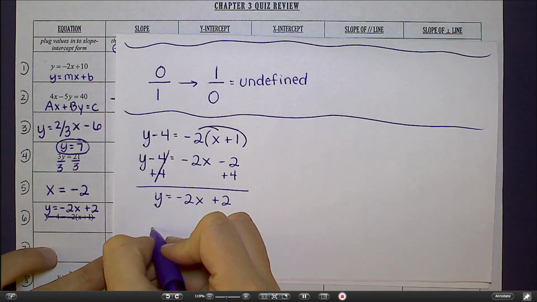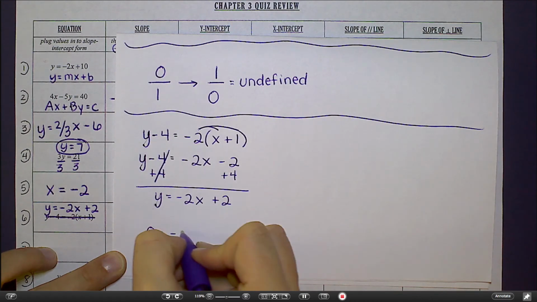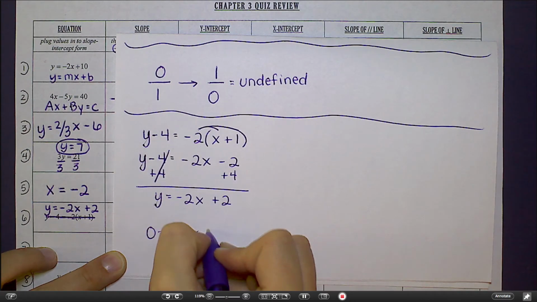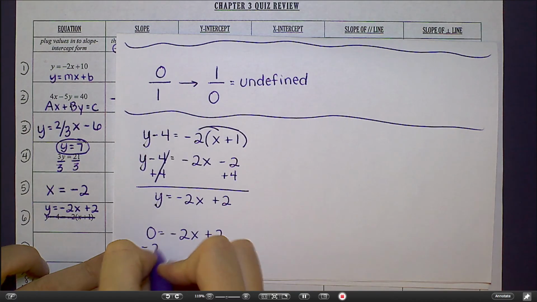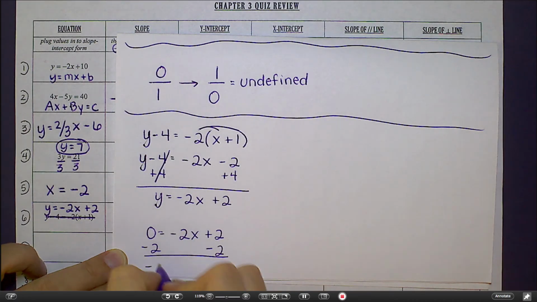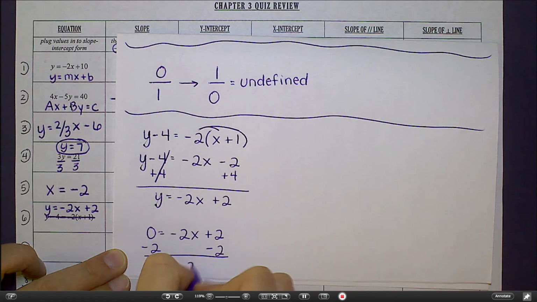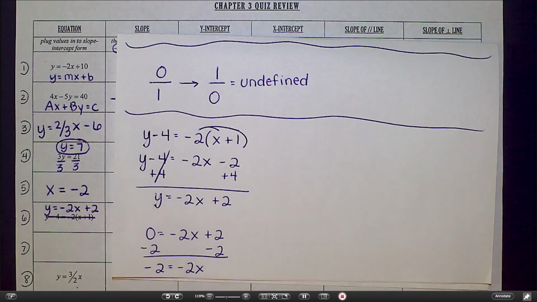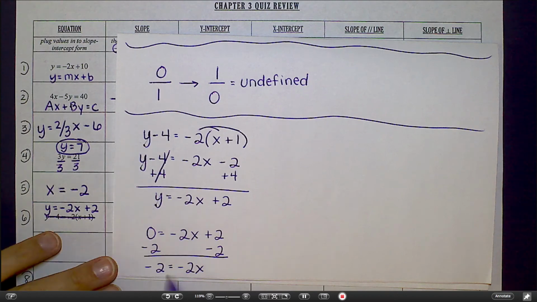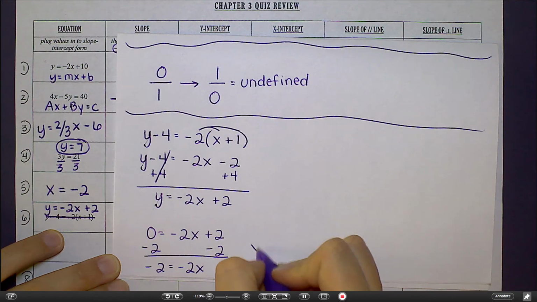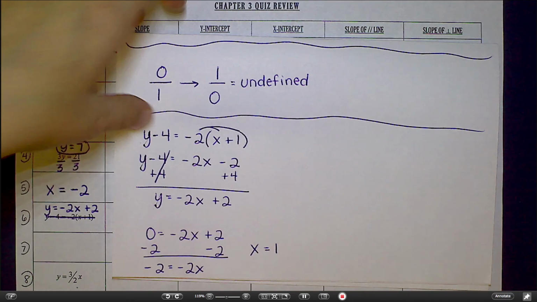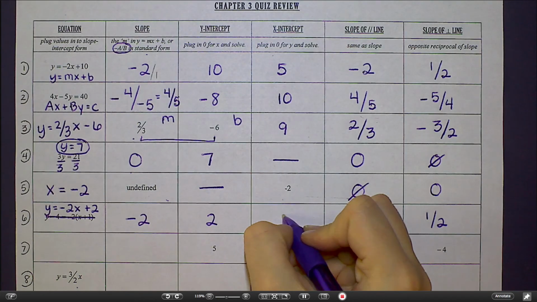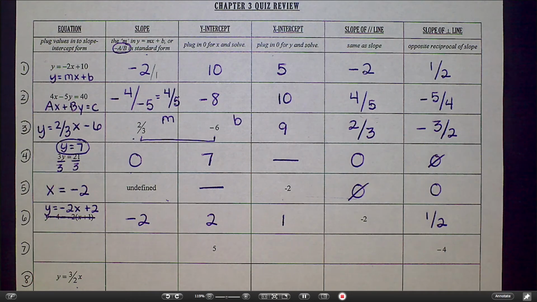right into this equation. I'm going to say 0 equals negative 2x plus 2. I'm plugging 0 in for y, and now I'm solving. So negative 2 equals negative 2x. I've run out of room at the bottom of my paper, but we should be able to divide both sides by negative 2 and get that x is equal to positive 1. So if x is equal to positive 1, that means my x-intercept is positive 1.